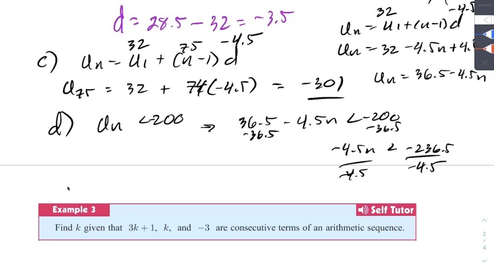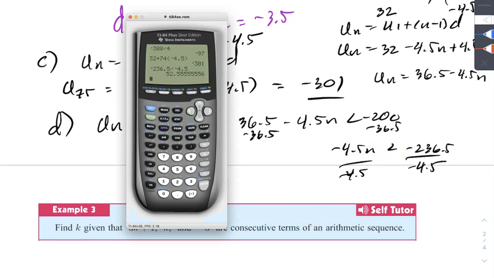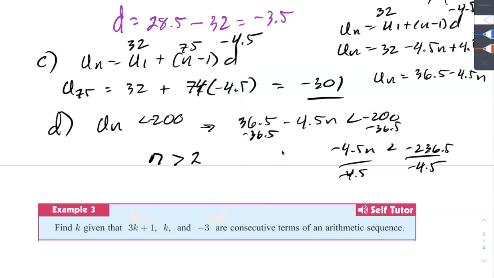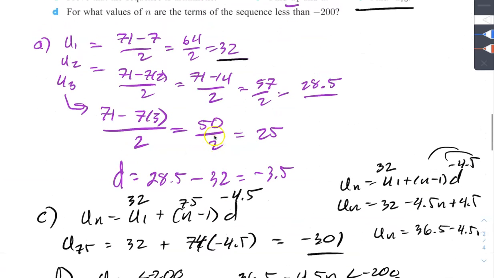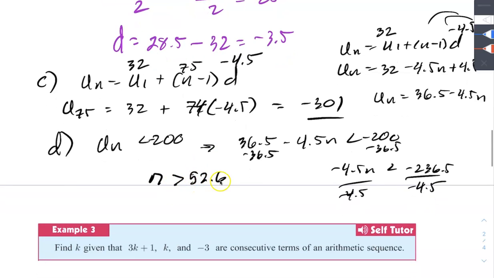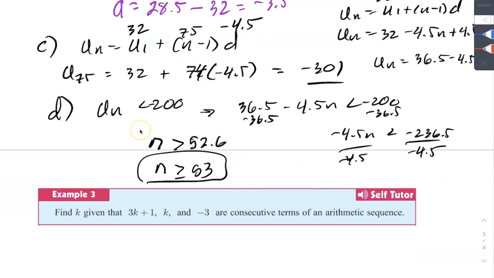Okay, sorry. So a couple things. n has to be greater than, since we're dividing by a negative, we switch the inequality. I'm just going to round it, 52.6. Now, again, the question was, what are the values of n for which the terms are less than negative 200? So n is greater than 52.6, and we can't do decimals. So any term that's greater than or equal to 53 will be less than negative 200. Or we could have said all terms greater than 52, because once you're greater than 52, it's all going to be less than negative 200. So either way it works.